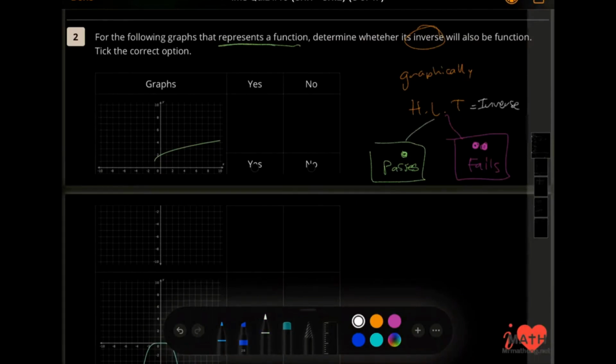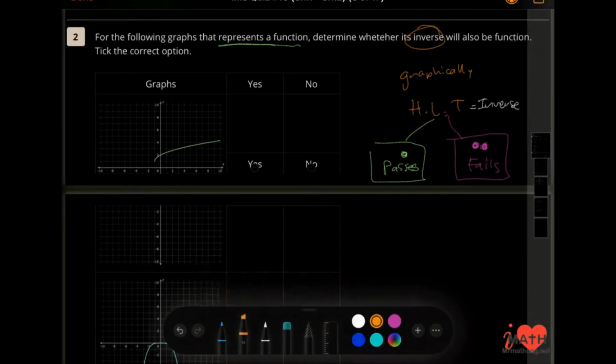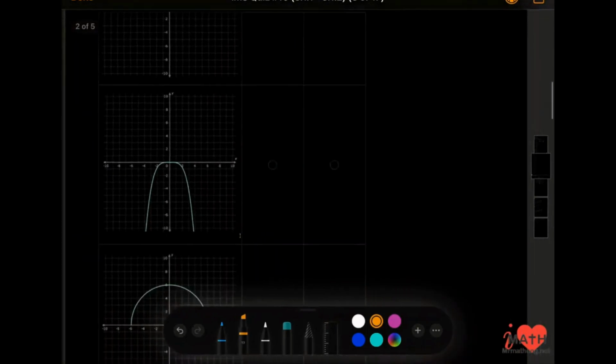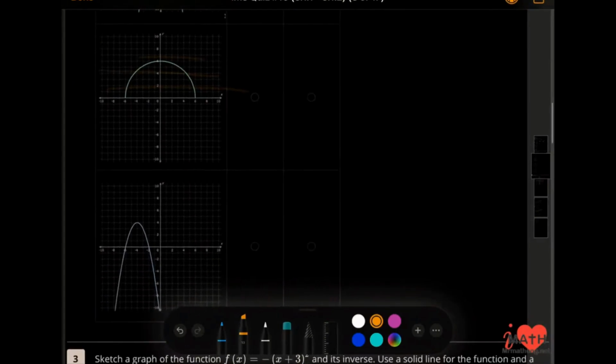So let's take a look at these graphs. Again, you just do the same thing. You can just draw a horizontal line in a couple of places. Try to zoom in on this one. All right, so those were super faint, but I think you get the idea.